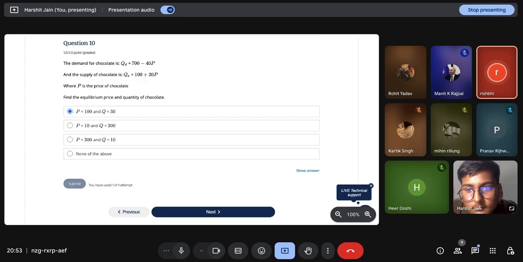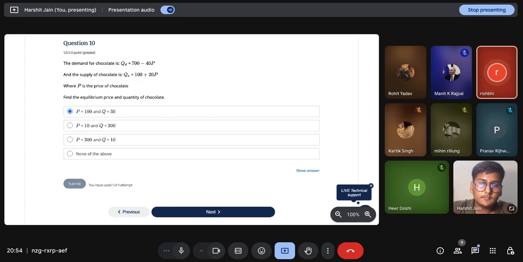And then when the price is 10, they're asking for the quantity of the chocolate, right? So since p is equal to 10, you can substitute the value 10 instead of p in either of the equations, and you will get the answer for quantity.